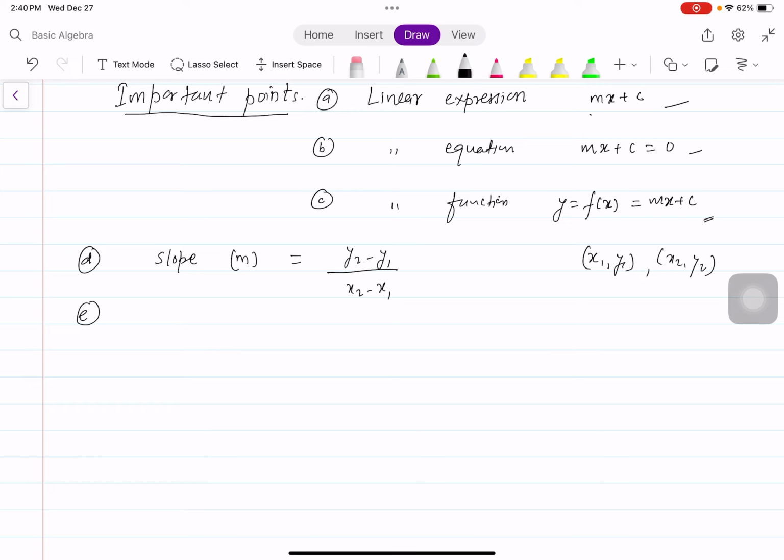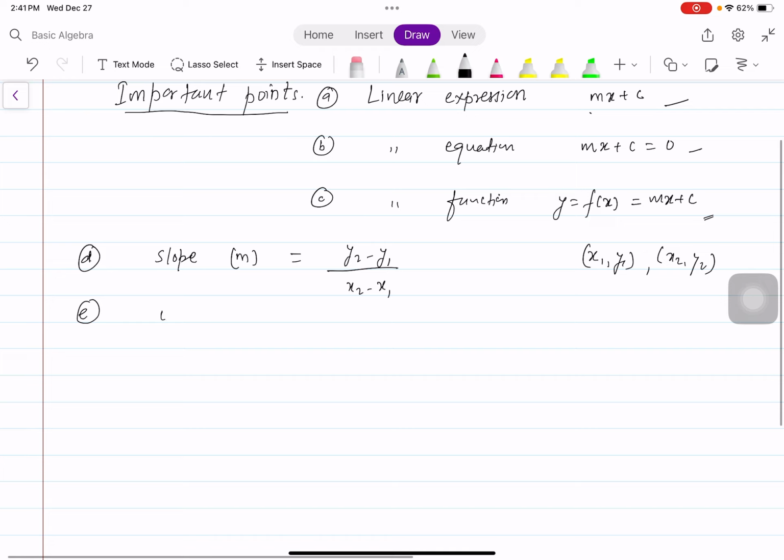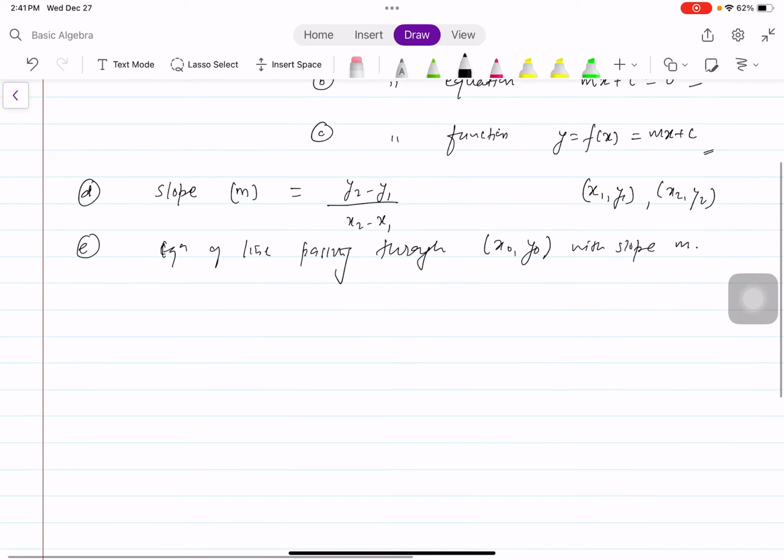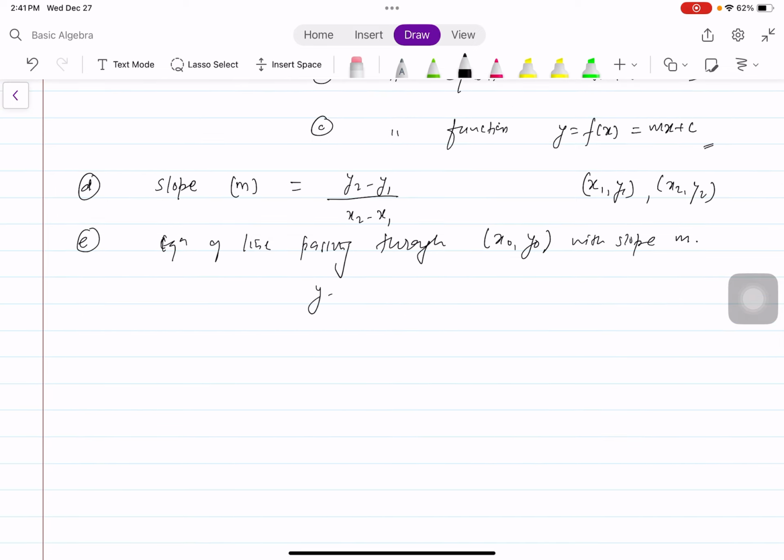Now after that, another point is the equation of any line passing through x0 comma y0 with slope m. M is given. So how can this be determined? This is given by y minus y0 equals m times x minus x0. Some people also like to write it in this fashion, so do not get confused.